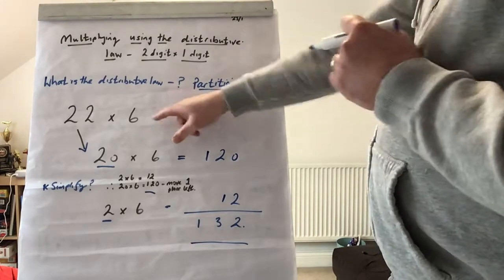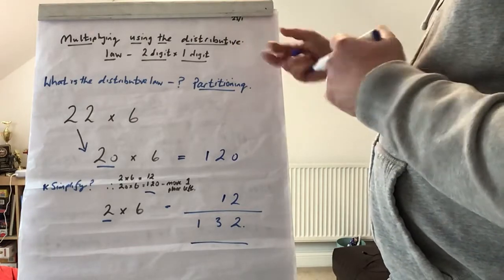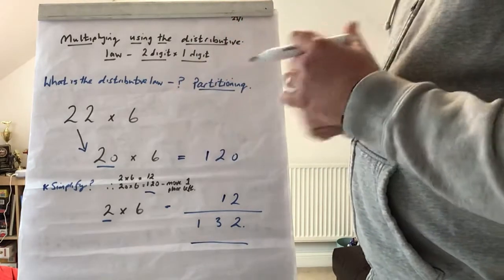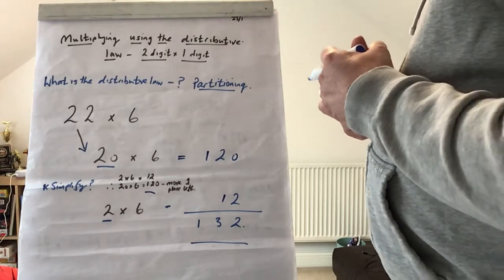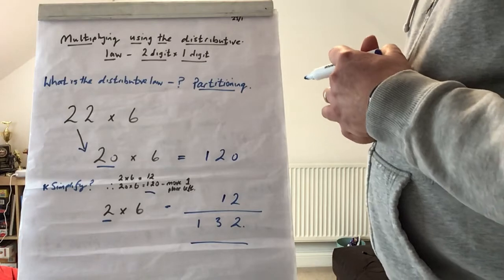So all it means is partition the large number into its tens and its ones and multiply each of those by 6, or whatever number you need to multiply them by. So don't get confused about it, it's really simple. You are simply partitioning into tens and ones, because we are only using 2 digits and 1 digit. We are not using hundreds today.